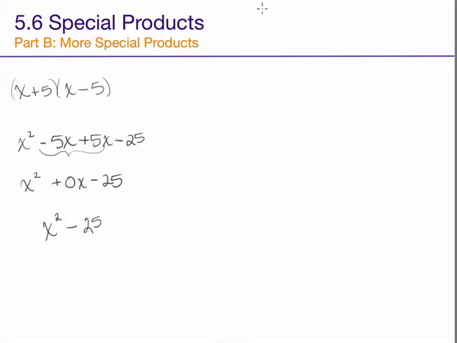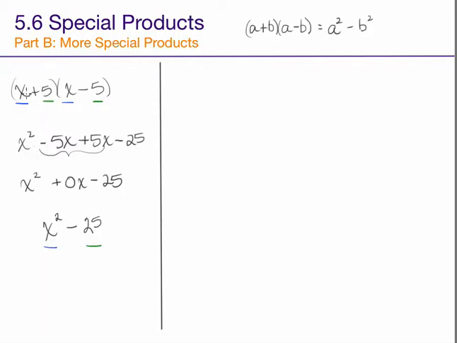See the pattern? A plus b times a minus b is a squared minus b squared. My a here is x, so my a squared is x squared. My b in this case is 5, so my b squared is 5 squared, or 25.